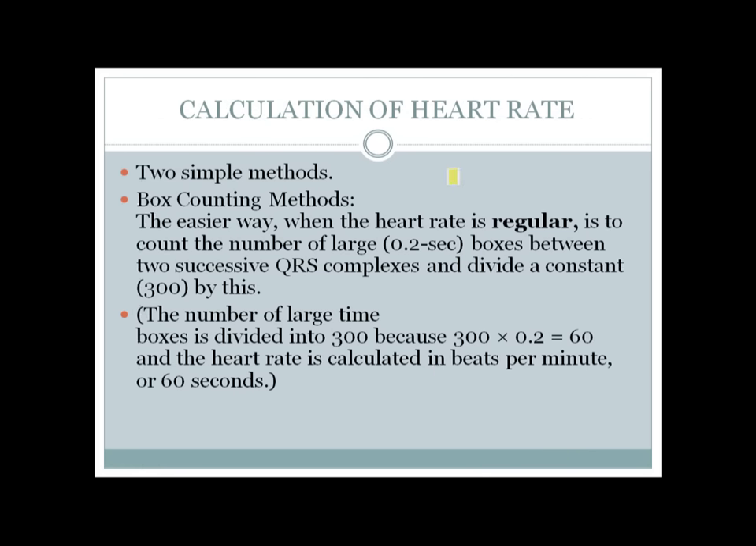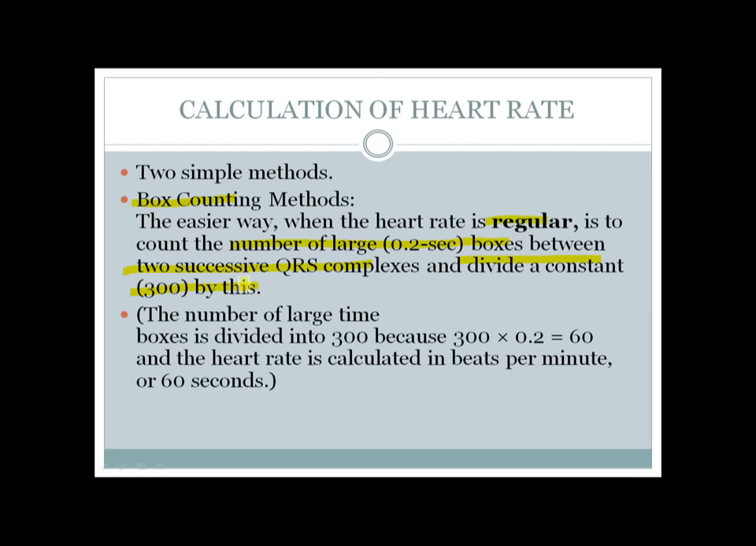So the first thing we do after seeing an ECG is we calculate the rate that the heart is pumping the blood. So there are two very simple methods, and one is the box counting method, and this is a very easy way, and can be done if the heart rate is regular. What you have to do is count the number of boxes between two successive QRS complexes and divide it into a constant of about 300. So number of boxes between two QRS complexes.